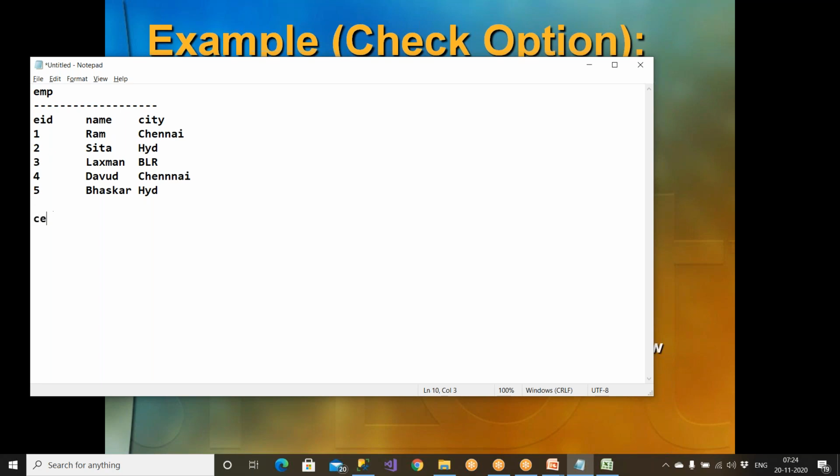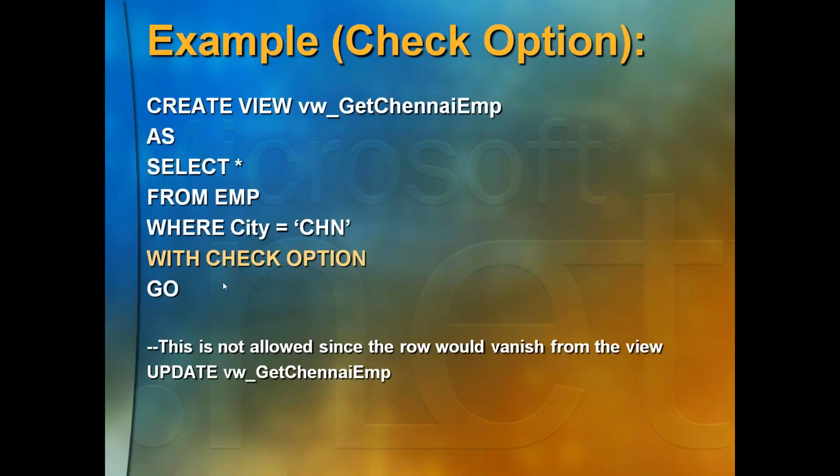On this, I'm going to be creating a view. Create a view VW_GetChennaiEmployees as select star from the employee table where city is equal to Chennai. So this is what I'm going to be doing, and I write WITH CHECK OPTION. So it is not a normal view. I'm going to be writing with check option.